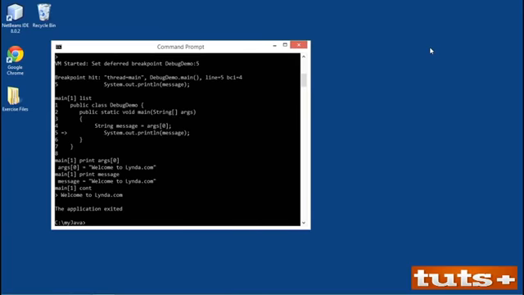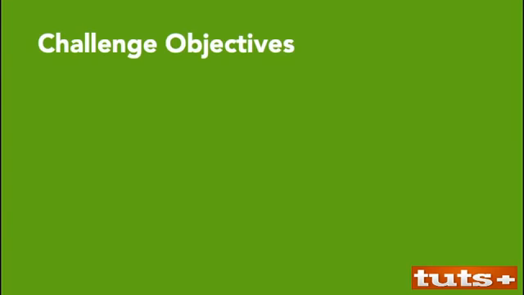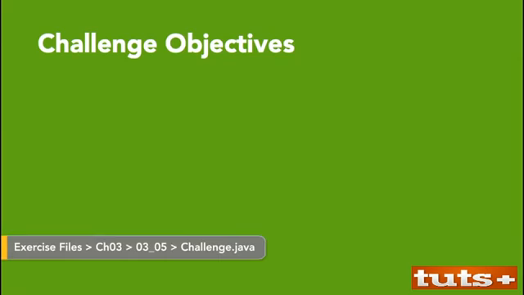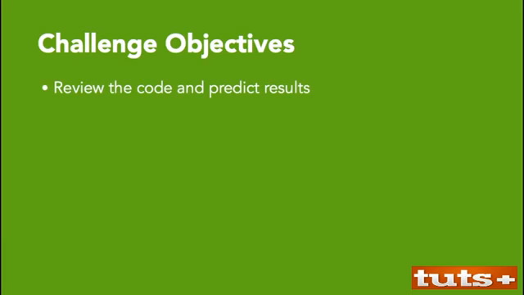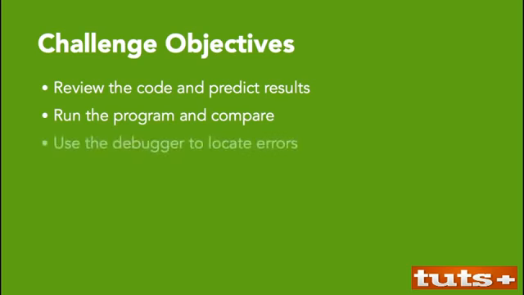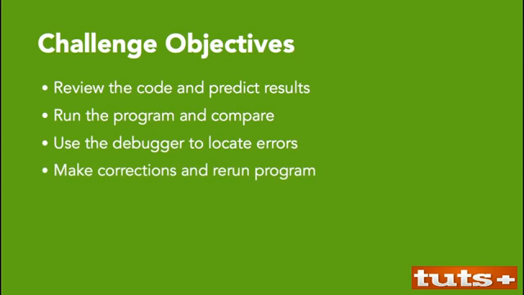The challenge for this section is a little different. First, you want to open the challenge file for this section. It contains several logic errors. Read the code carefully and write down your expected results. Run the program normally and compare the answers from the program to what you wrote down. Now use the debugger to set breakpoints and find the errors. Hint, there are at least 3 errors. Make the corrections to the program and rerun to make sure that it works correctly.